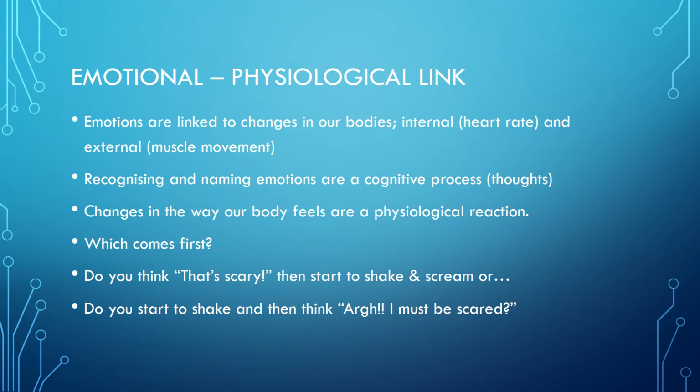However, the recognizing and naming of emotions are a cognitive process. You're thinking about it, you're matching information and retrieving information. So the question is, which comes first? Is it that physiological reaction, the stuff that's going on in our body, or is it the cognitive process, the thinking process? Do you think that's scary and then start to shake and scream? Or in response to something, do you shake and scream and then suddenly go, woohoo, that means I'm scared?